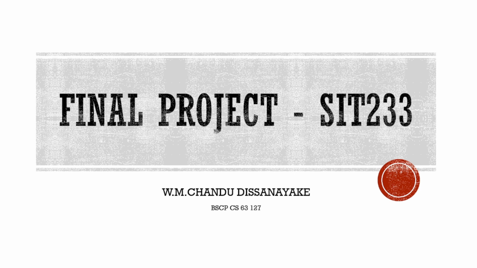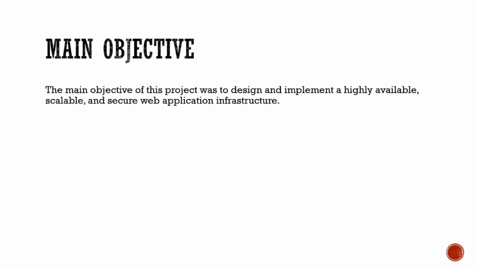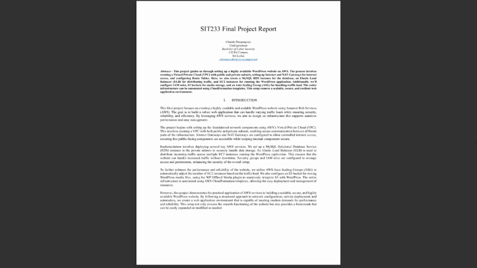AWS final project. The main goal or the main objective of this project was to design and implement highly available, scalable, and secure web application infrastructure using various AWS services. I will walk you through the steps I took, the challenges I encountered, and the valuable lessons I learned along the way. So, this is the report I made for my final project. I used this one to describe how I did the implementations here.